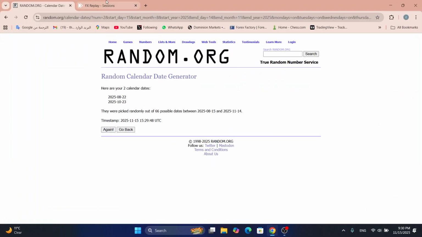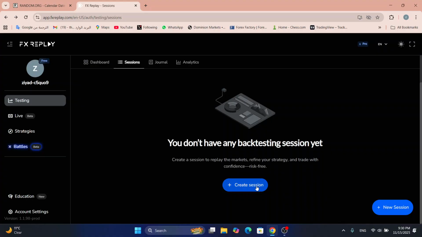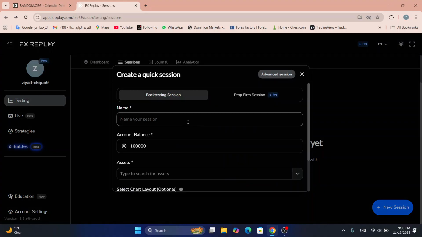Hello everyone, so today I'm going to be backtesting gold on this application. It's called FX Replay. It's a website actually, and I'm trying it. I think it's nice.